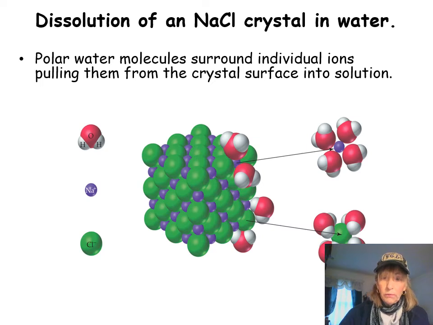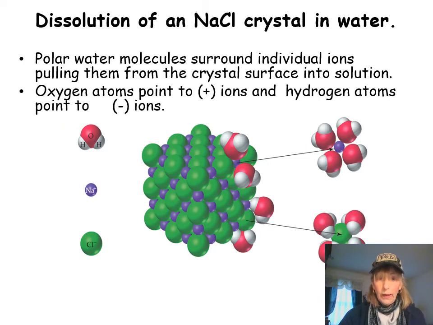Notice how they're arranged. Here's a sodium ion, positively charged. Notice how the waters arrange themselves with the partially negative oxygen around those sodium ions. Notice how the water molecules arrange themselves around a chloride, the partially positive hydrogens being attracted to the negative charge on the chloride. Okay, the oxygen atoms point to the positive ions. Here they are. And the hydrogen atoms are pointing to the negative ions.